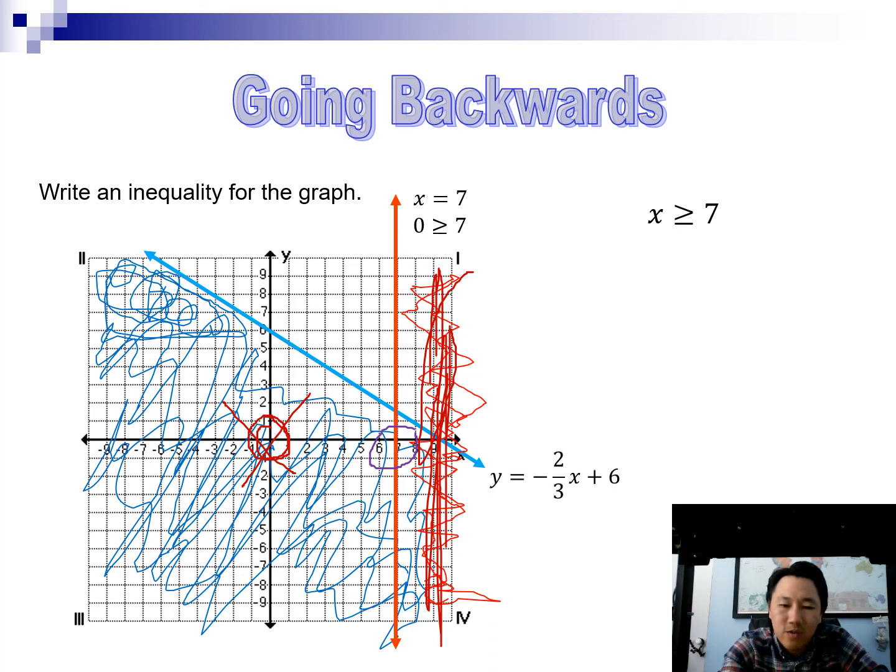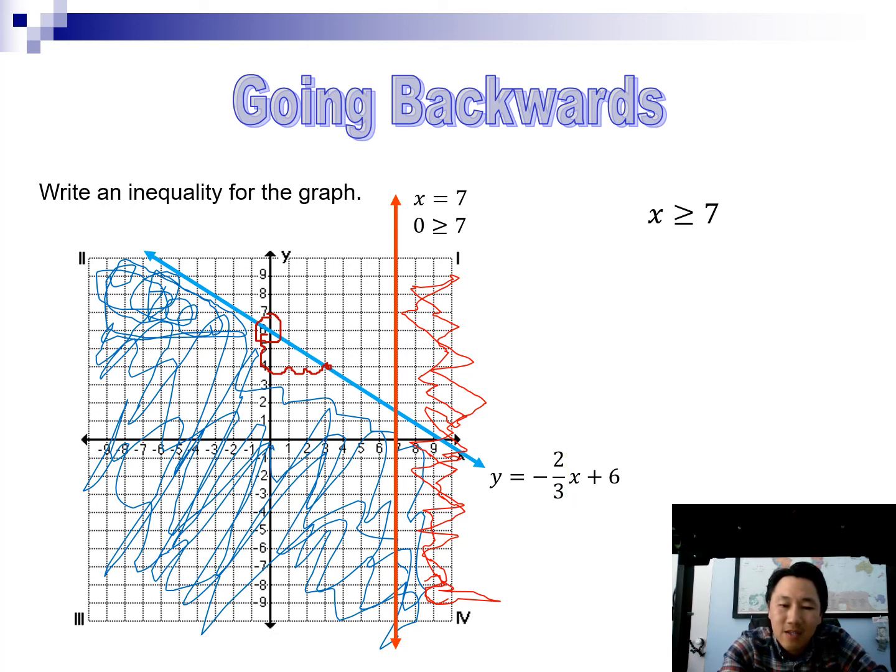Let's go ahead and do our second inequality. Oh, I already wrote it down. There it is. It's the blue line. And the way you look at it is the y-intercept is 6. And then it looks like you're going down 2 and then over 3. Down 2 and over 3 gives you that slope. So there it is. There's our equation.